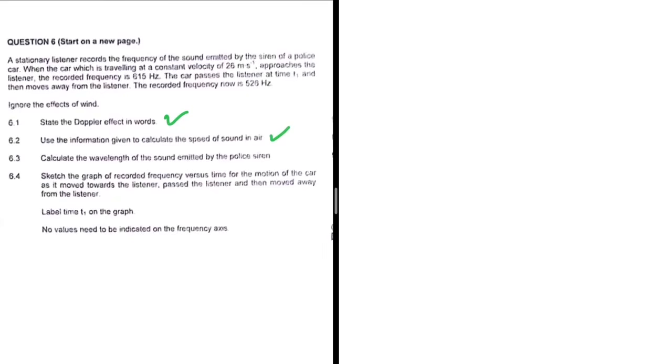A stationary listener records the frequency of the sound emitted by the siren of a police car. The car is traveling at a constant velocity, so we have the velocity of the source right away: Vs is 26 meters per second. When it approaches the listener, the recorded frequency is 615 hertz. So the frequency that the listener records, the frequency observed, is 615 hertz. This is when the car is moving towards the listener.